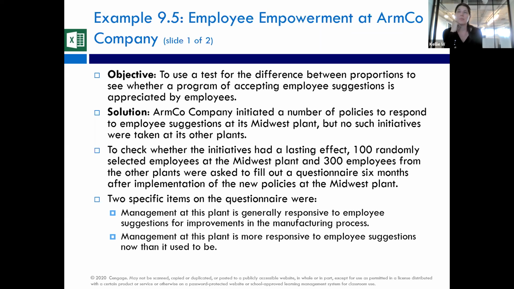So they took 100 employees from their plant in the Midwest where they put this process improvement plan in place, and then 300 employees from the other plants. And they asked them to fill out a questionnaire 6 months after they implemented these new policies at the Midwest plant. So 2 specific items on the questionnaire were: management at this plant is responsive to employee suggestions for improvements in the manufacturing process, and management at this plant is more responsive to employee suggestions now than it used to be.